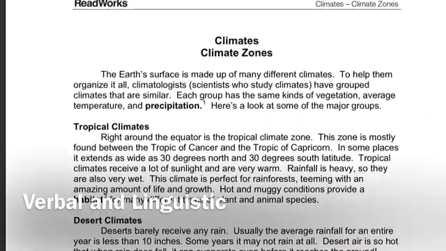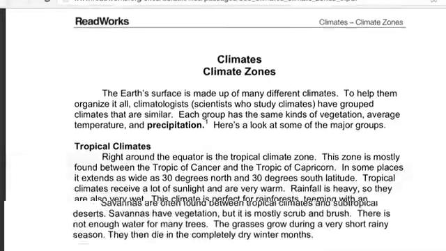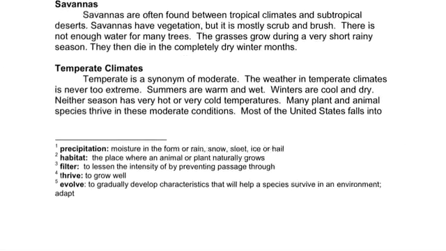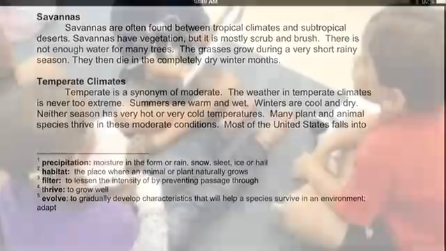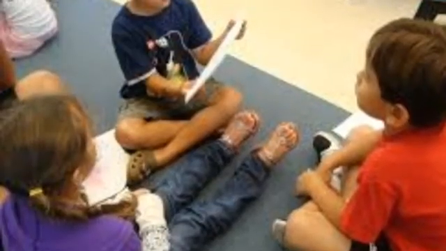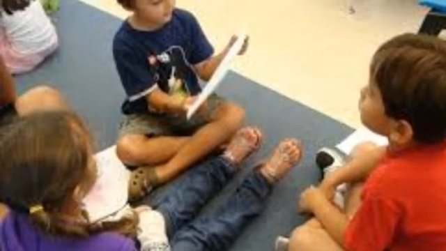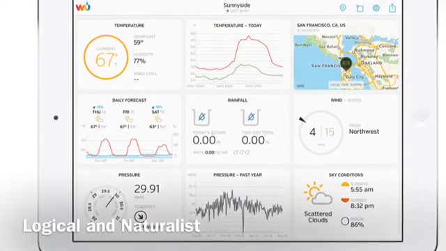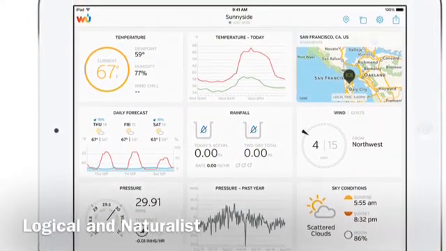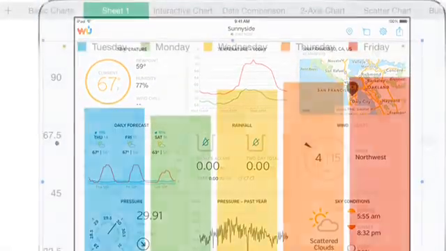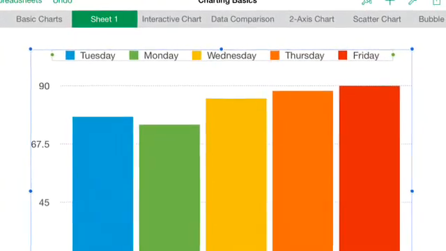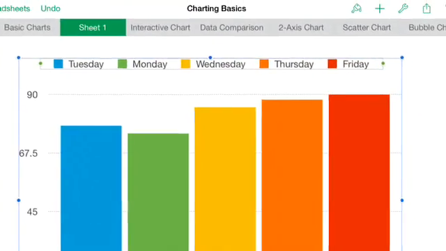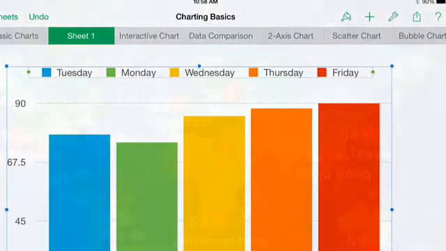Verbal and linguistic learners will enjoy reading about elements of weather and what makes each climate unique. They will be discussing their learning in groups throughout the unit, which will benefit interpersonal learners as well. Students will be collecting data and organizing it in numbers and will then be categorizing their data and creating graphs to depict the information, which will be beneficial to logical and naturalist learners.